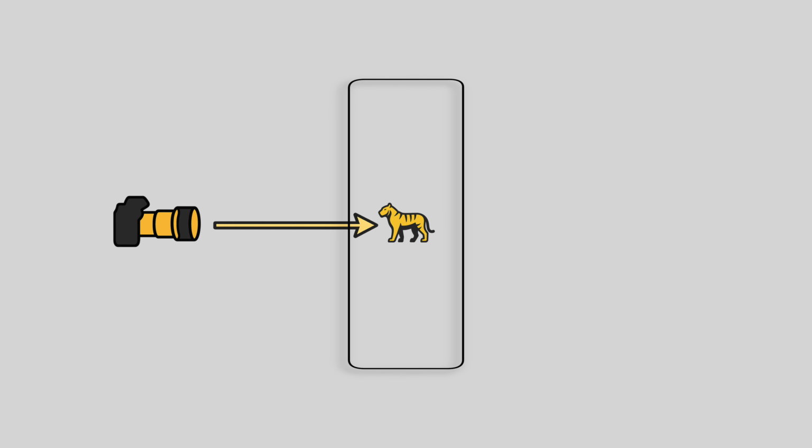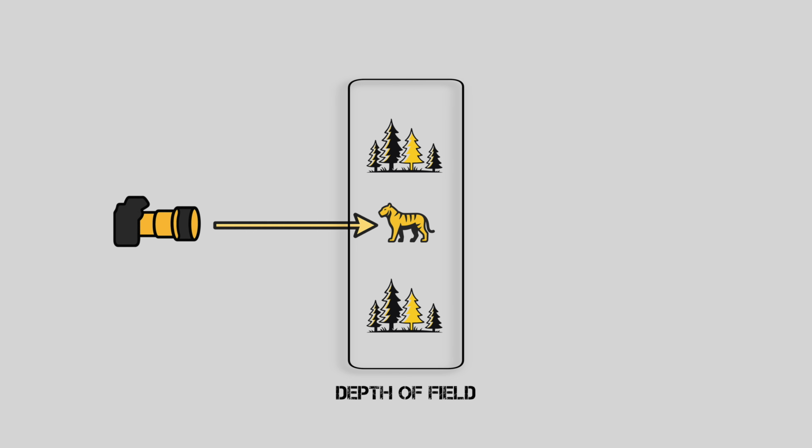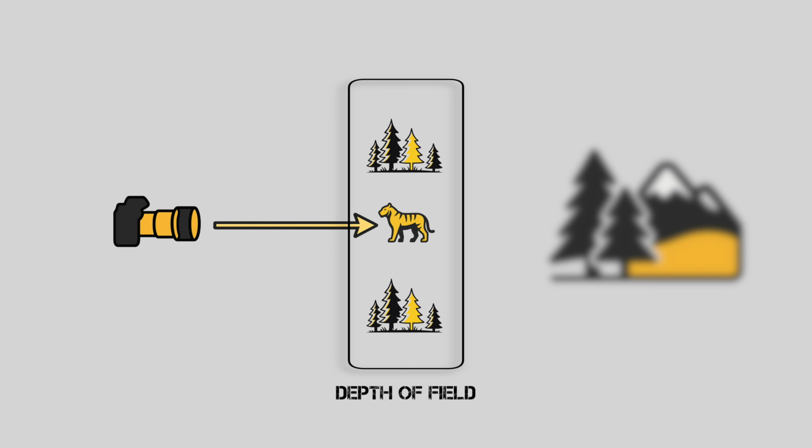So, if this is your camera and this is your subject, the moment you focus on the subject, your camera creates this invisible flat block around what you focused on. And this block is called the depth of field. Anything inside this block will be reasonably sharp, not just the subject. Anything that happens to fall in this region will appear to be in focus and sharp. And anything outside this depth of field will be out of focus.